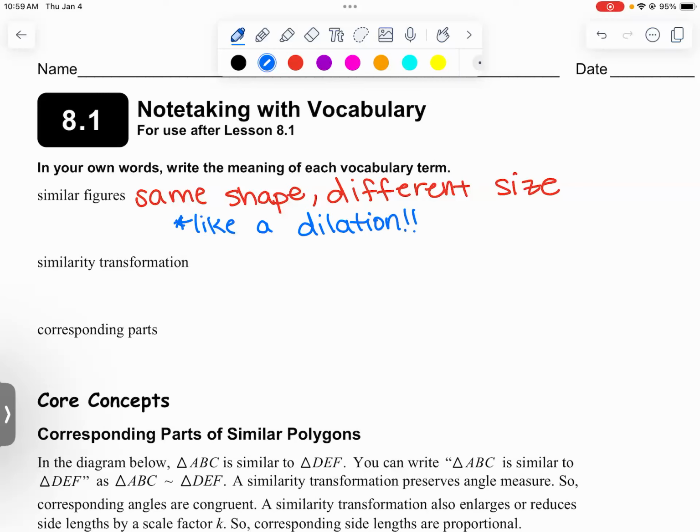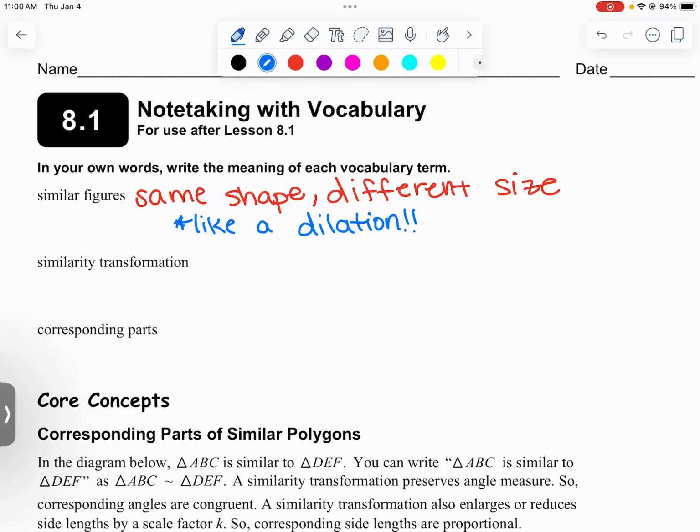Okay, when we did dilations, back in the chapter where everyone got an A. Those were similar figures. They had, like you said, the same angles, measurements. They had the same number of sides. One was just stretched or shrunk compared to the other.